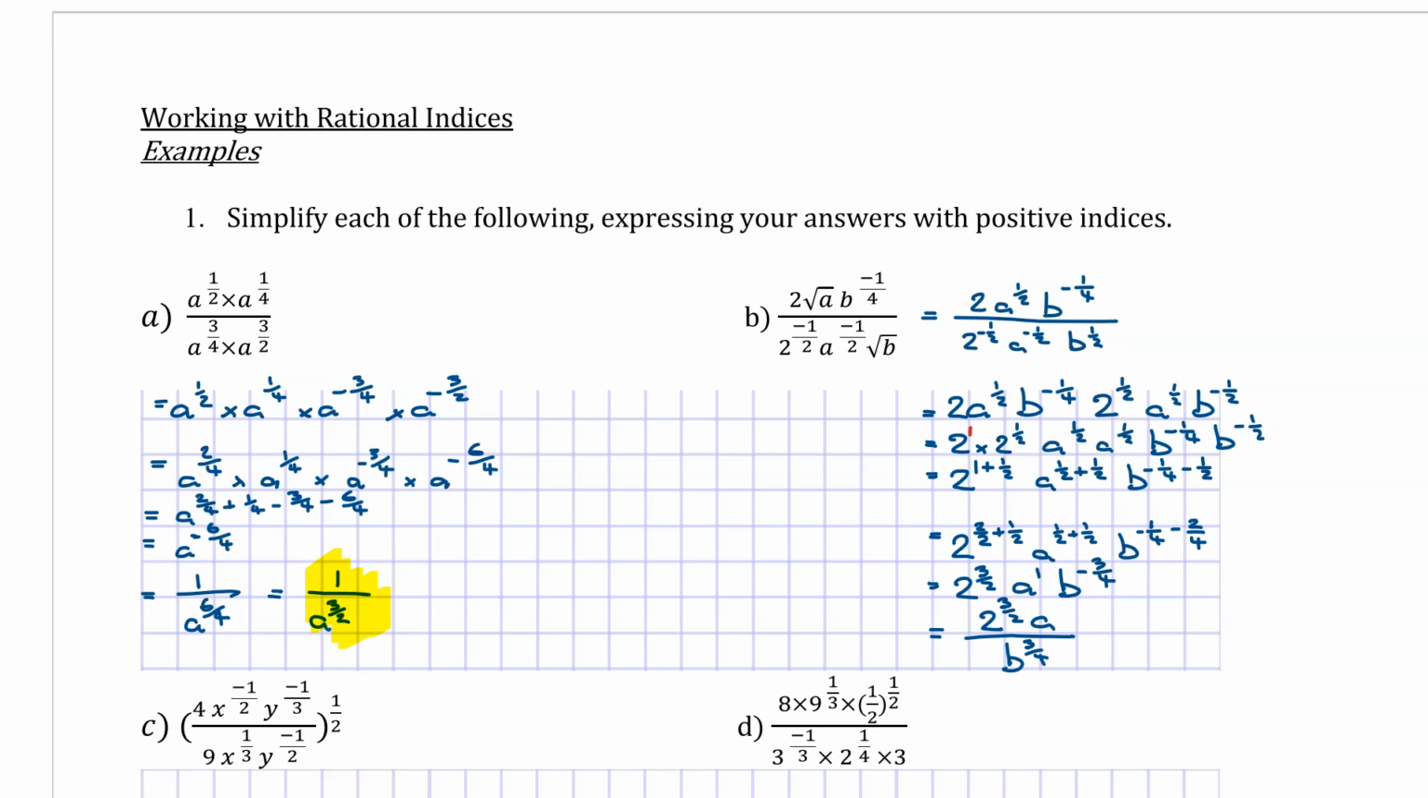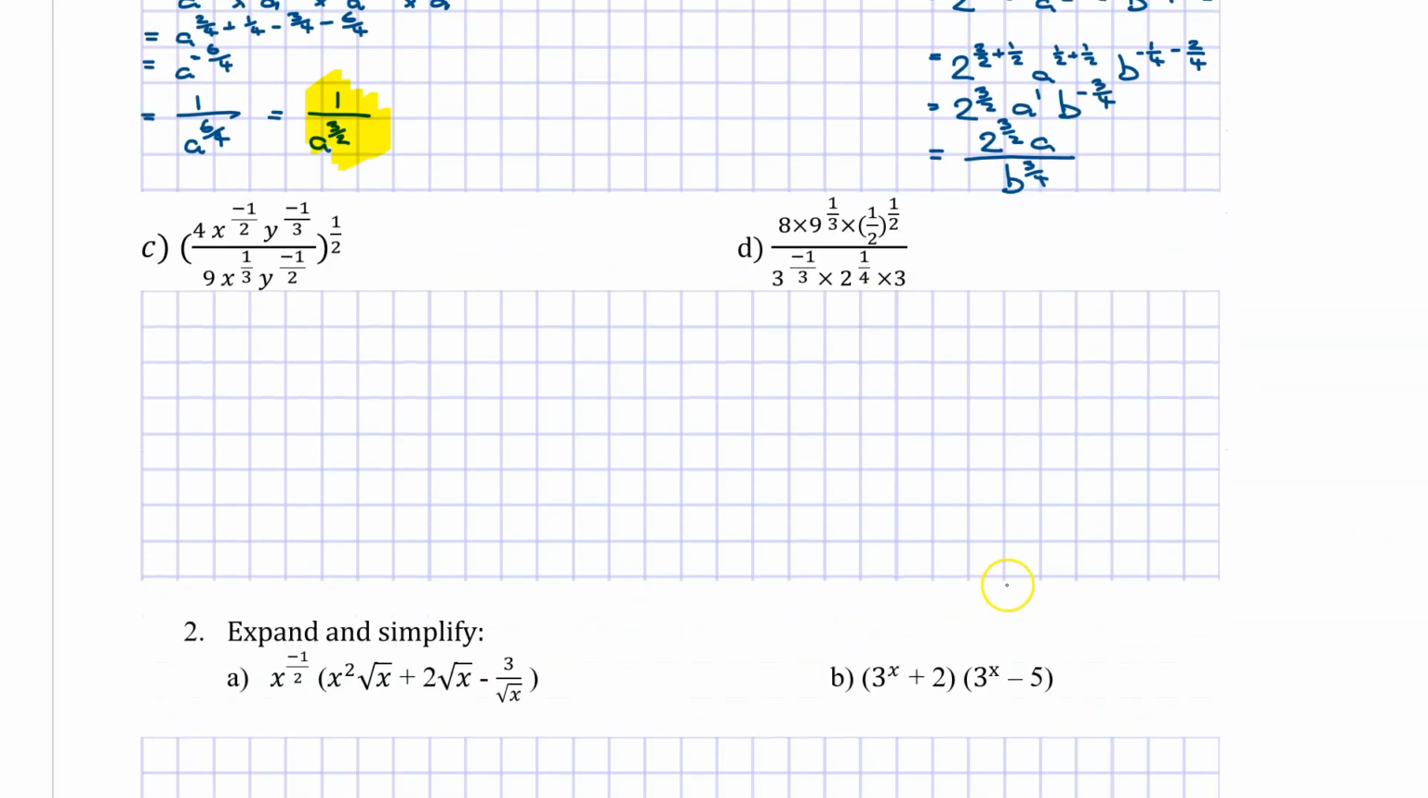And this is what we find our answer to be. The square root of 2 raised to the power of 3 times a, all divided by the fourth root of b raised to the power of 3. Now let's go down and have a look at question C.